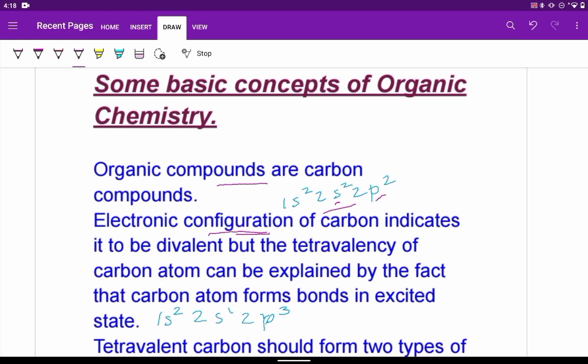So when one electron is excited from s orbital to p, s becomes s1 because one electron is shifted, p becomes p3. So excited state of carbon is 1s2, 2s1, 2p3. Now in this case, all the three p orbitals are half filled, s is also half filled. So it can form four bonds. So from here we can explain the tetravalency of carbon.